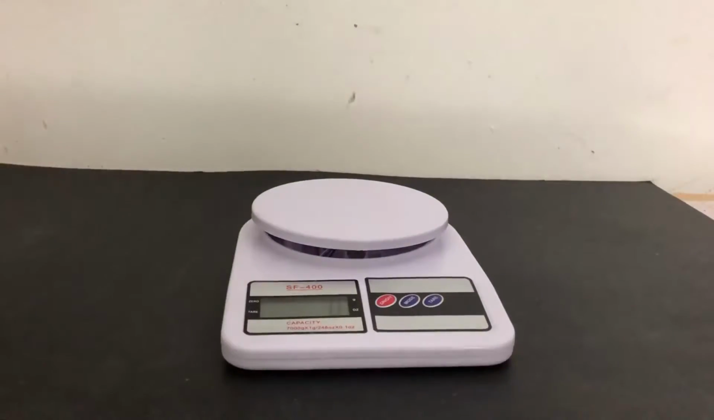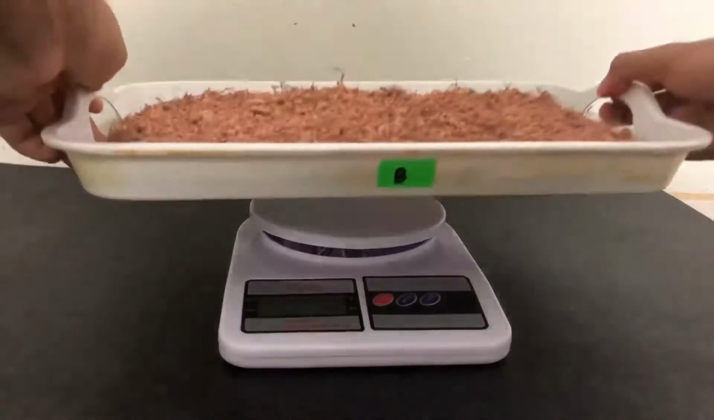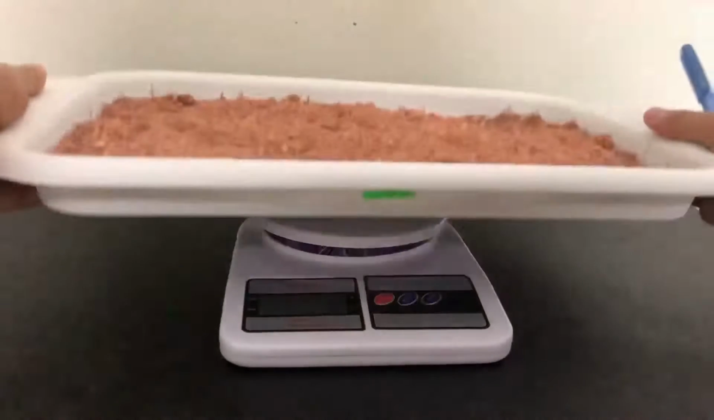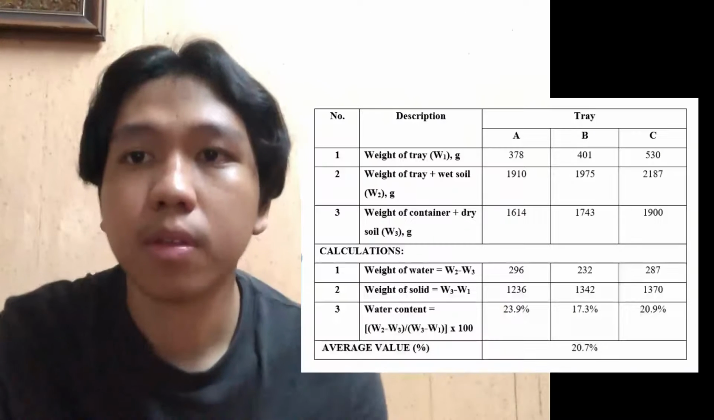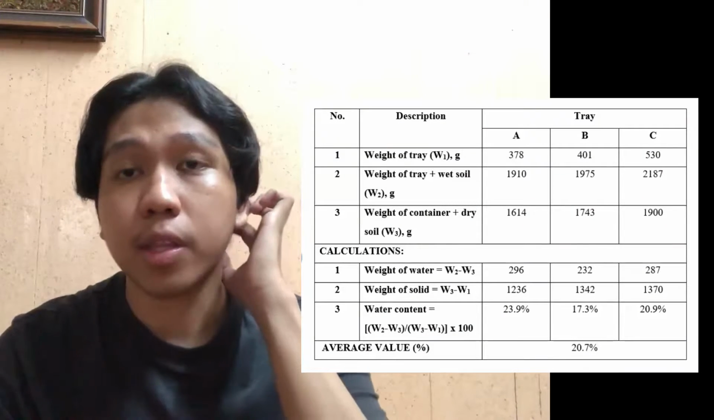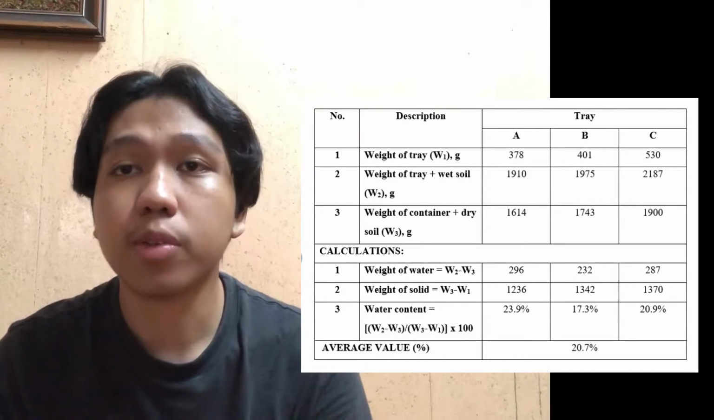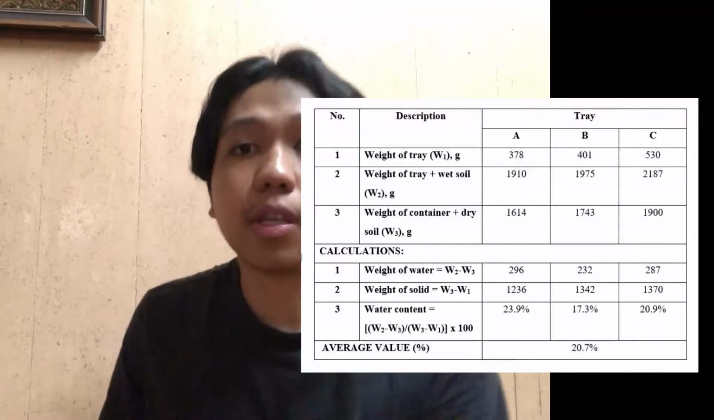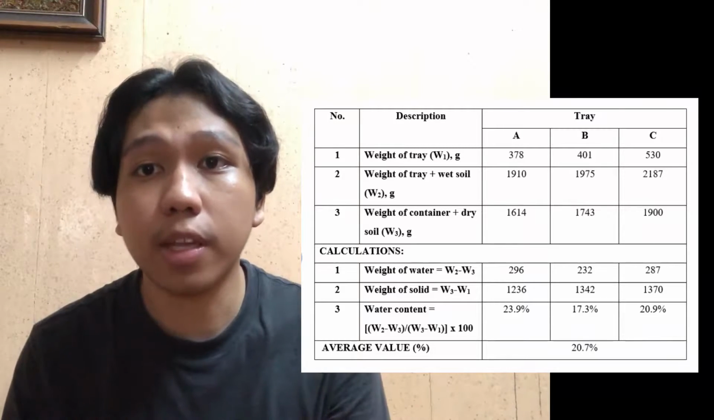After 24 hours of drying process, now I am going to weigh the first tray. The second tray, the last tray. So based on the result that I get, the water content for tray A is 23.9%, so soil for tray B is 17.3%, and soil in tray C is 20.9%. The average value of this soil is 20.7% water content.